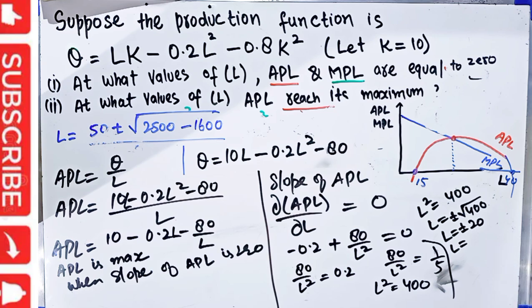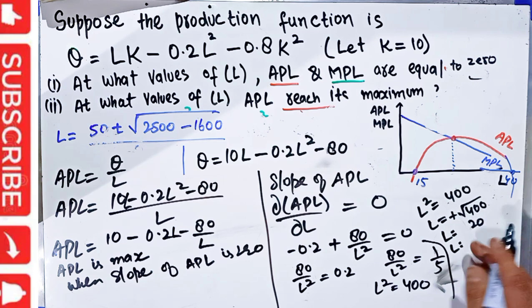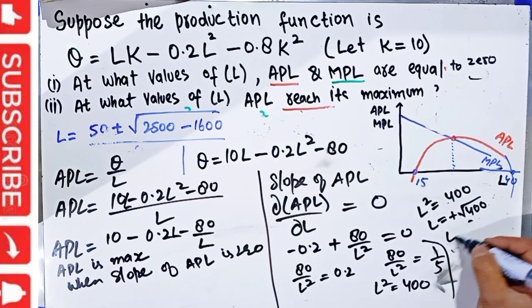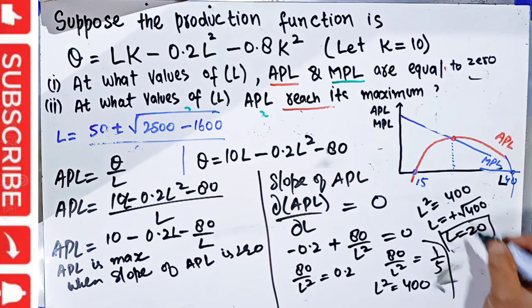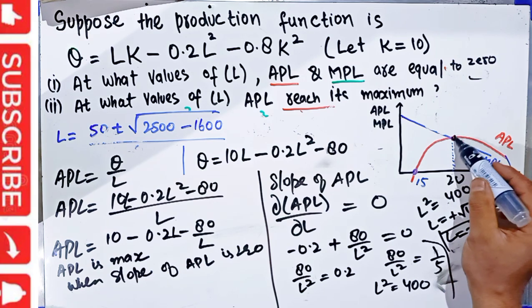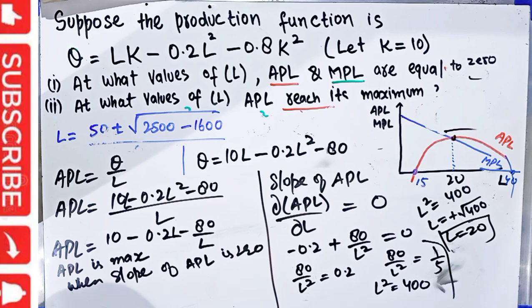So we got two values, and average product of labor will be maximum. Since we are interested in only positive values of labor, we take only the positive root here. So we get L is equal to 20. When L is equal to 20, average product of labor is maximum. I hope I make myself clear in this video. Thank you.